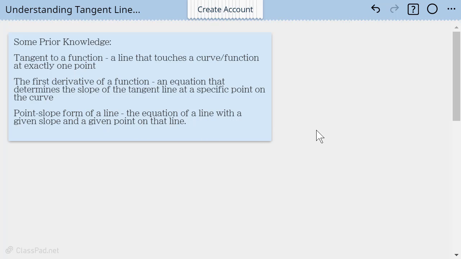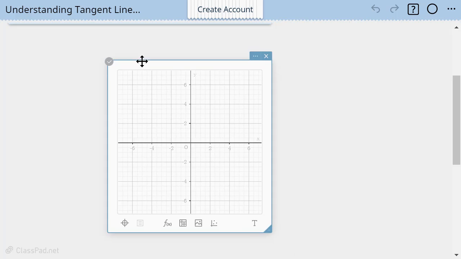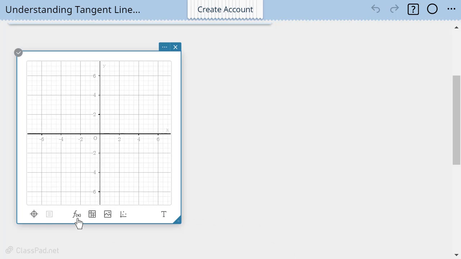So I'm going to walk through all that and how Classpad.net helps students visualize the process that they're going through. We tend to teach them the process, and I'm going to show you how Classpad allows you to actually visualize, understand, and make the connections. So let's pull up a graph. Here's a graph, and the first thing is let's put a function in there.